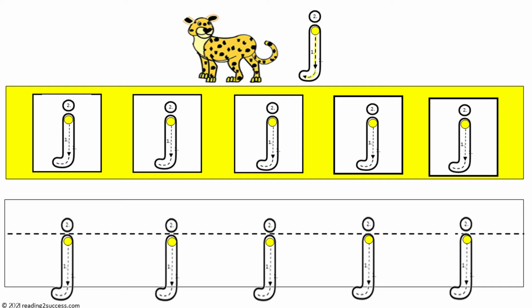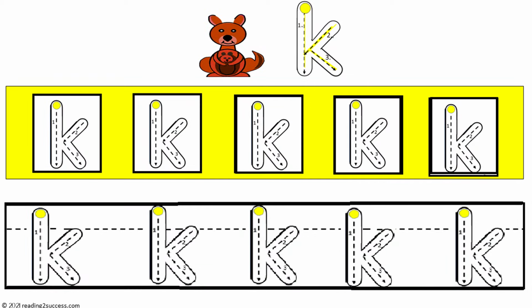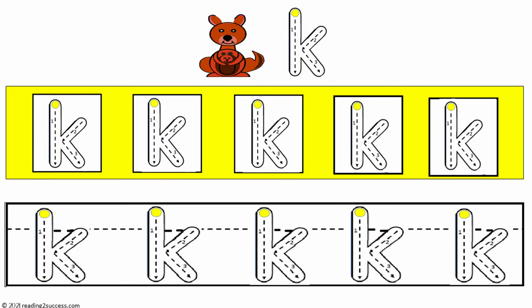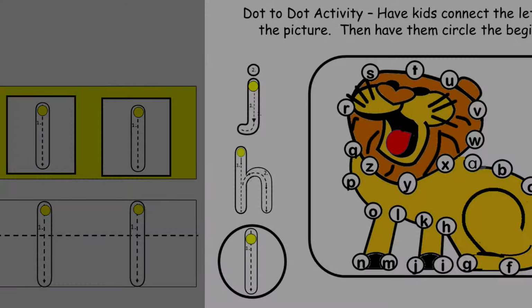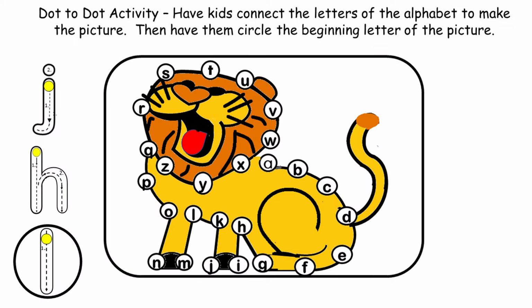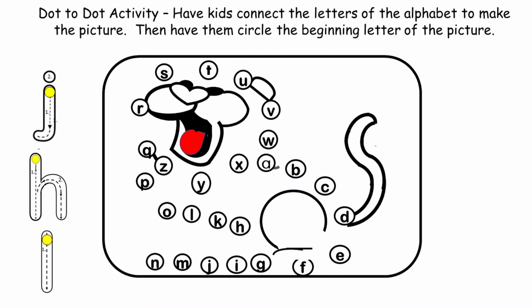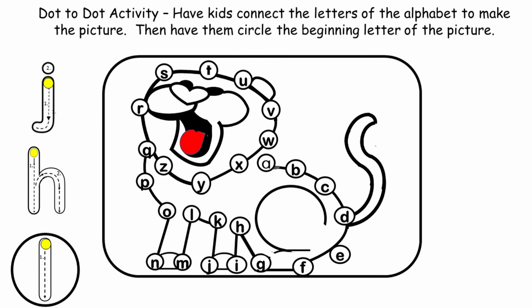Now have kids complete the practice pages for the letters J, K, and L. Next, have kids complete the dot-to-dot activity. This is the practice page, and this is a completed example, and now the kids are ready to color the lion.